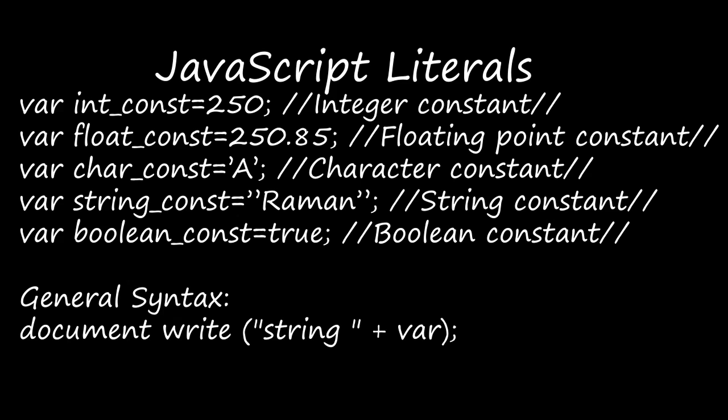And character variable, var char_const, character constant, is equal to 'a'. That a will be coming inside single quotes, right? That is character constant. Variable string constant is equal to, inside double quotes they have given Raman. That is a string constant, and at last you have a semicolon, right? var boolean_const is equal to true, and at last you have a semicolon. That means boolean constant, right?